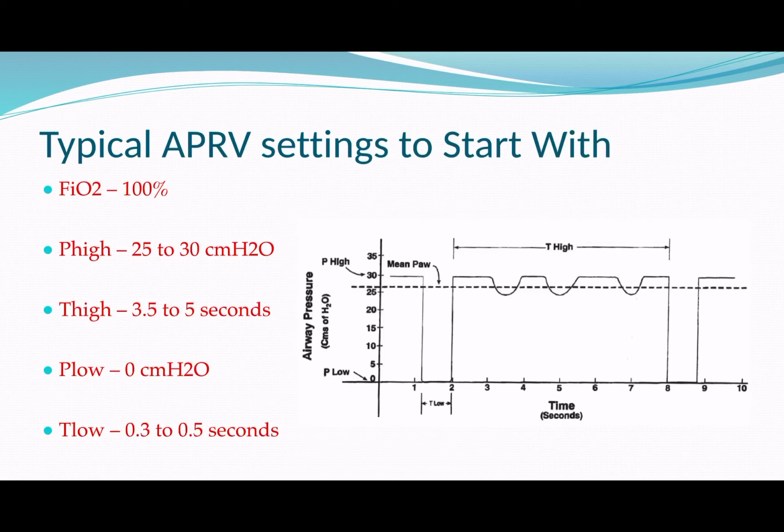This slide just shows you all the different options that can be used with APRV and all the different things that can be set. When we're talking about the PHigh, generally speaking, when we start a patient on APRV, we're looking at PHighs of between 25 and 30. That's because these patients often have quite severe respiratory disease, non-compliant lung, and therefore need slightly higher pressures to recruit diseased, consolidated lung.